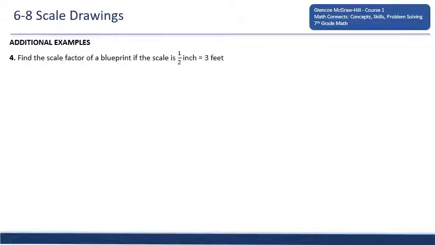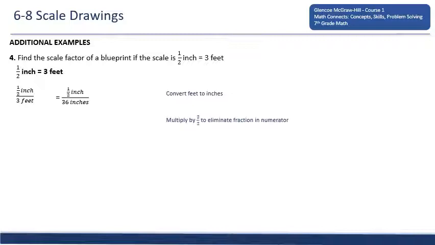Additional examples, number 4. Find the scale factor of a blueprint if the scale is 1/2 inch equals 3 feet. So we're going to set it up 1/2 inch over 3 feet. And we need to convert 3 feet into inches. So 3 times 12 is 36. And we get 1/2 inch over 36 inches.